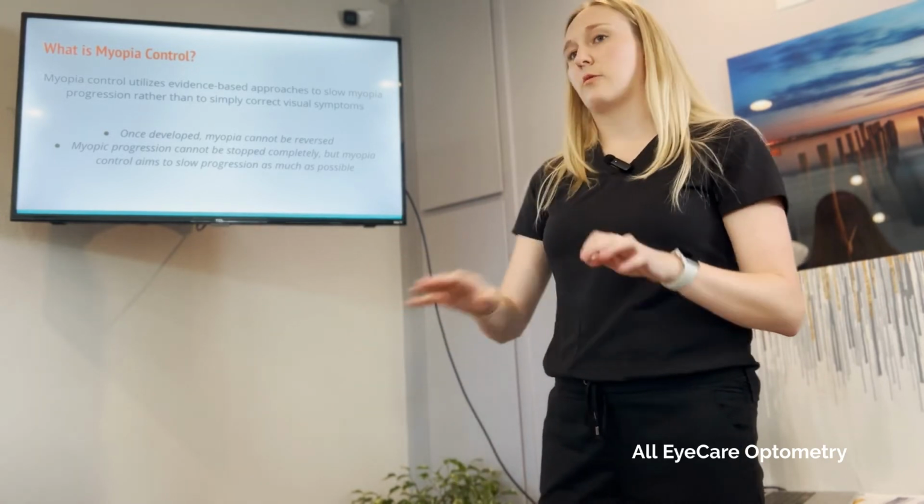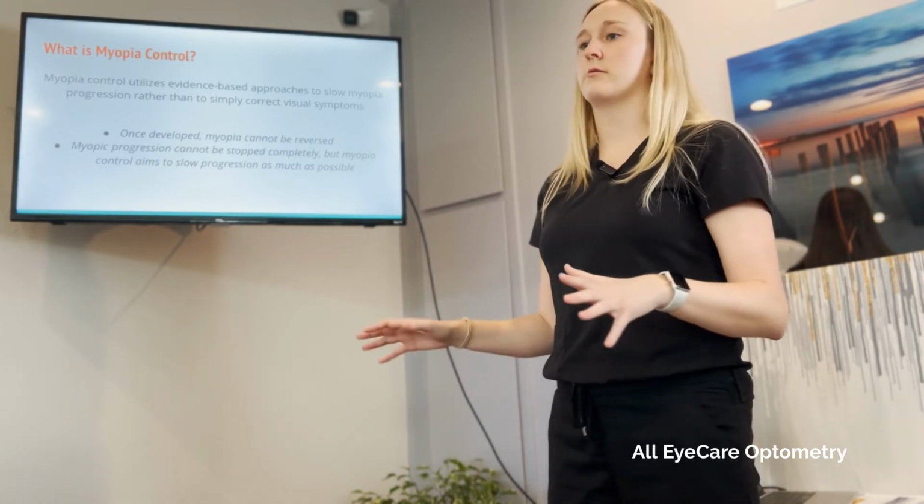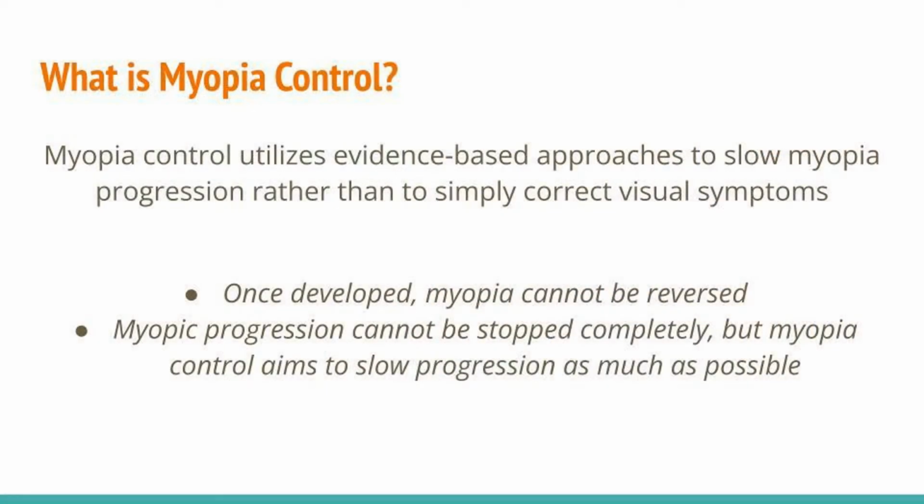One thing to note is that we can't stop progression altogether. We can only slow it. So none of these methods will completely stop progression. And so we should never set that expectation for patients that it's going to be stopped. It's going to be slowed, and the rate at which it's going to be slowed kind of depends on the patient.